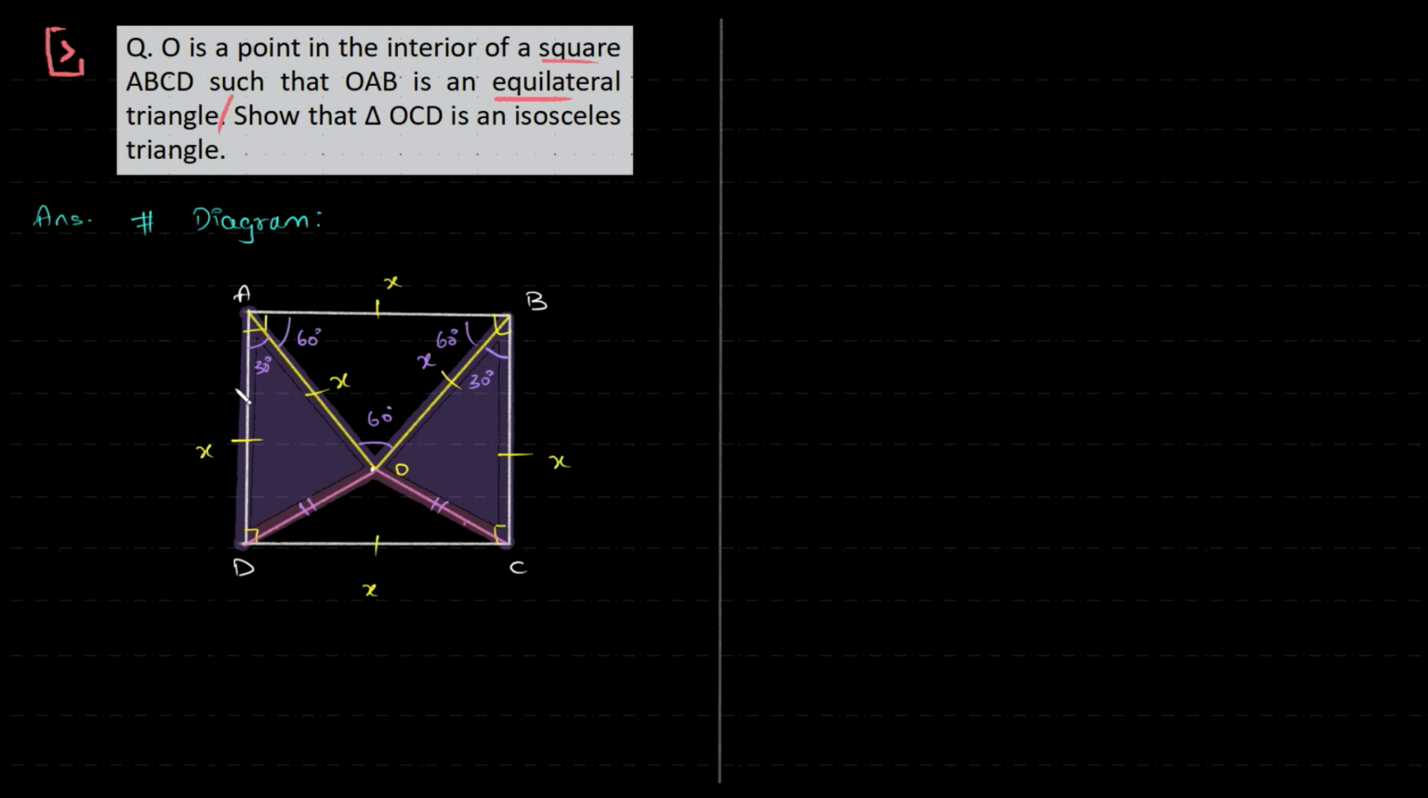That's it. Okay. So now we just have to write this sequence of thinking to prove. What is it that we want to prove? Triangle OCD is an isosceles triangle. Now we have the proof. How will we start off? We will start off with this actually.